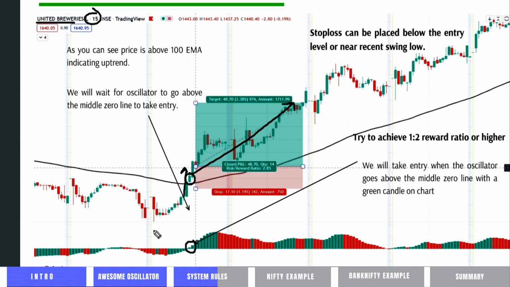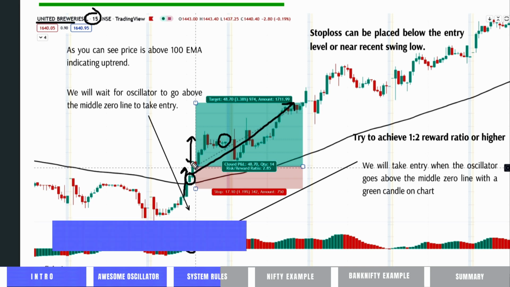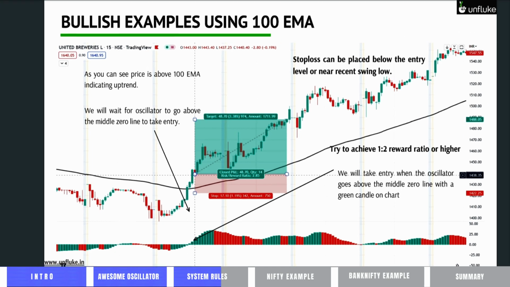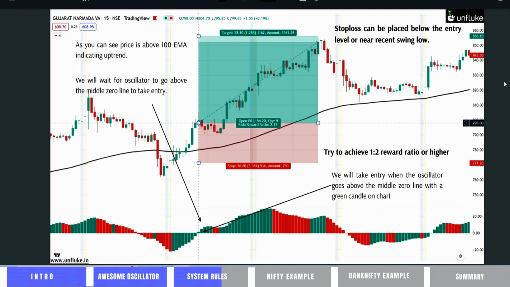So our stop loss can be our previous swing low, and we can take an exit on this red bar, which is somewhere here. So as you can see, when the stock started to go in a sideways direction, that is when we were able to take a good profit of almost 40 points here. So 40 points is almost 3% profit in United Breweries. Let's take one more example of a bullish trade.